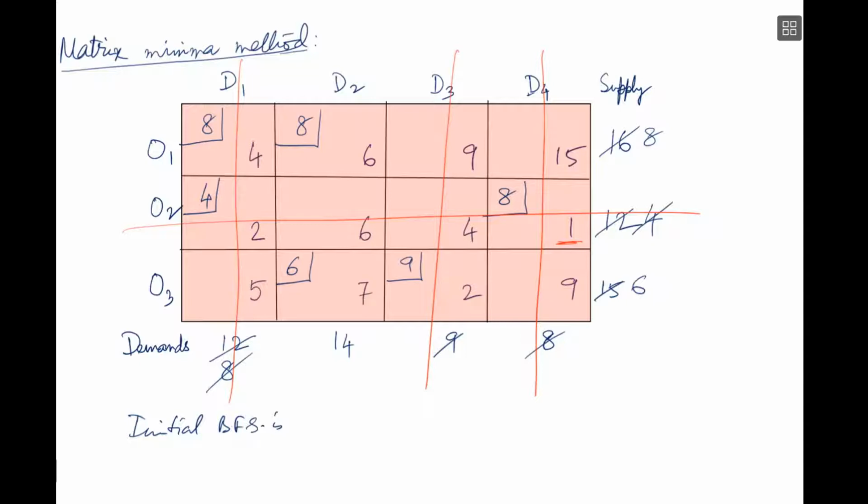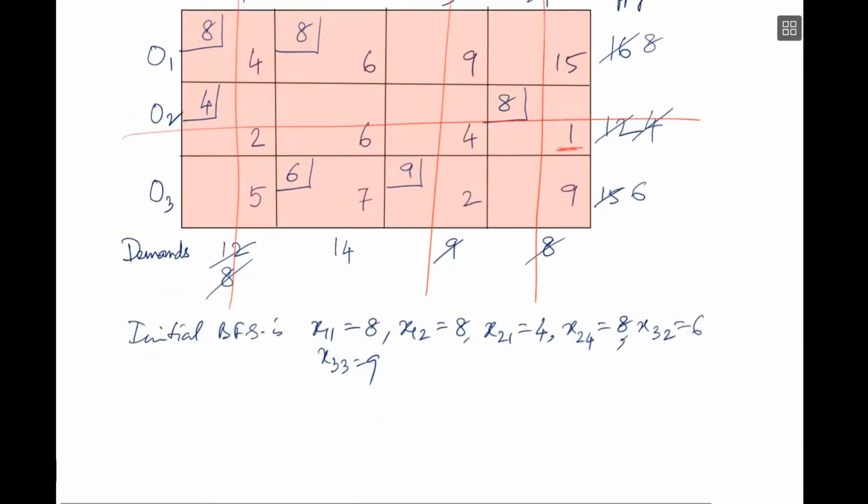So using the matrix minima method, our initial solution is x11 equals 8, x12 equals 8, x21 equals 4, x24 equals 8, x32 equals 6 and x33 equals 9.